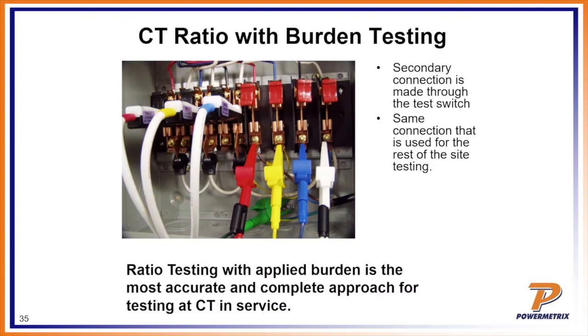At the secondary, this is a test switch, and those white and black probes, what we call duckbills, are inserted into the test switch. So you're getting the secondary output of that transformer as I'm measuring it from the primary side. I'm just validating that the ratio coming out is correct.